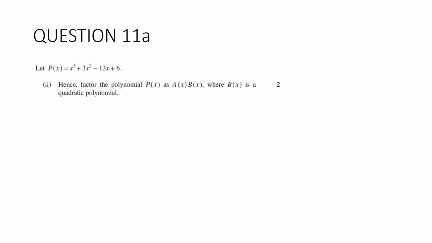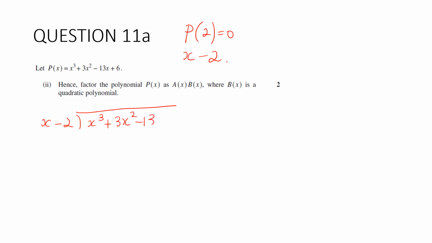Part 2, hence factor the polynomial p of x as a of x times b of x, where b of x is a quadratic polynomial. So in part 1 we found out that p of 2 is equal to 0, which means that x minus 2 is a factor. So let's use a long division and divide x minus 2 into x cubed plus 3x squared minus 13x plus 6.